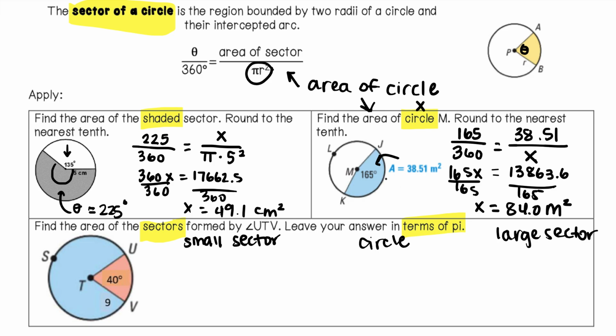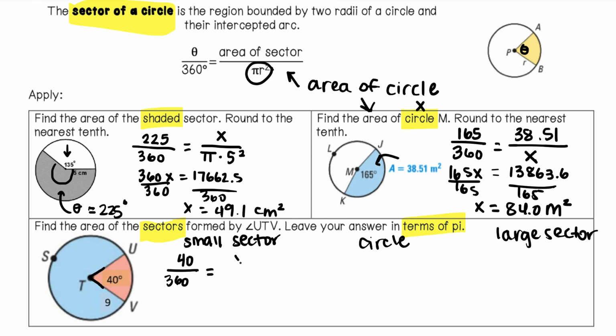Now in this last sector example, it says find the area of the sectors formed by the angle UTV. UTV is this central angle right here, and we can see that it's forming this small red sector and a larger blue sector. They want both in this problem. And we're also asked to leave our answer in terms of pi. So instead of rounding to the nearest tenth as we did above, we are actually going to leave this with the pi symbol. So for this small sector, I'm saying, well, my theta there is only 40 degrees out of the full circle of 360.